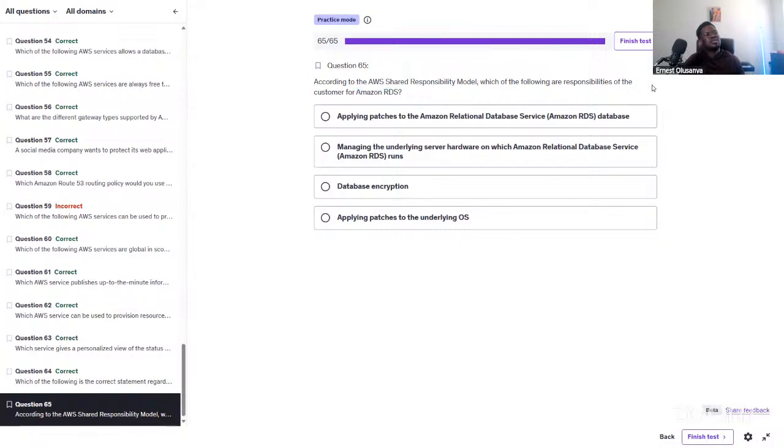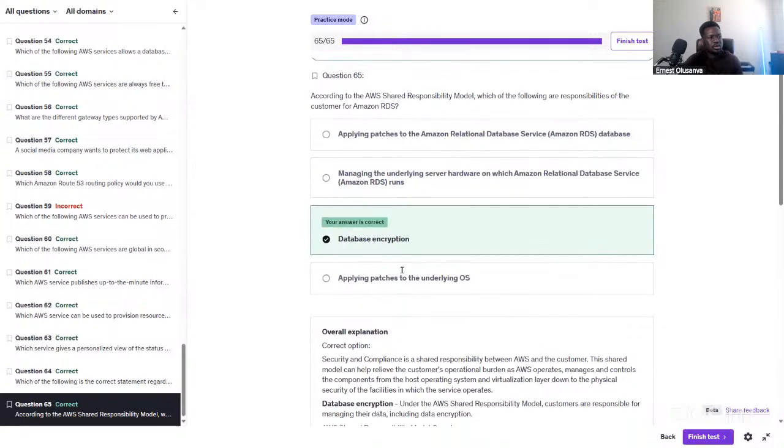So they're asking you which of the following is the customer's responsibility. So let's eliminate some. Applying patches to the relational database. No, you don't apply patches. That's something that's done in the backend because it's managed by AWS. So that would be wrong. Managing the underlying server hardware where the RDS runs. No, you don't need to worry about that. That's something AWS will do. Applying patches to the underlying OS is also not you. So database encryption, you choose to encrypt the database or you choose to leave it unencrypted. So the answer is database encryption.